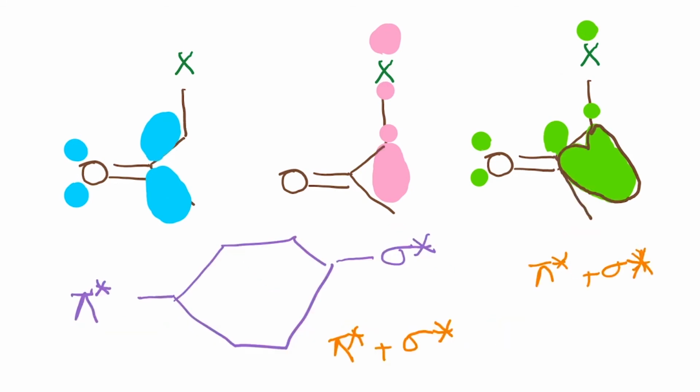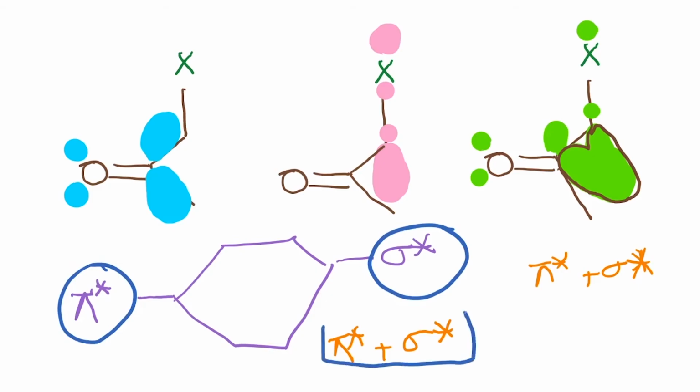So the way we would draw this picture is that if I consider the pi star of the carbon oxygen bond, and if I consider the sigma star of the carbon X bond, where X is an electronegative atom, they both combine and they produce another orbital, which is a pi star plus sigma star, which is going to be substantially lower in energy, and this is going to be my new LUMO, or the more reactive LUMO.